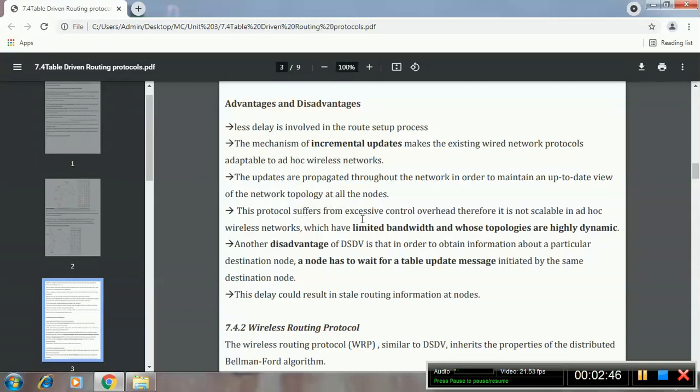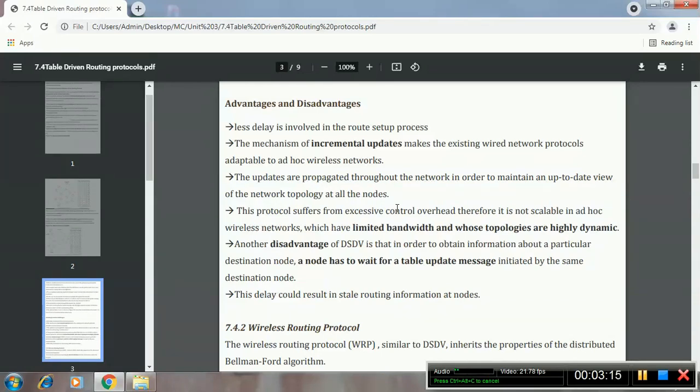This protocol suffers from excessive control overhead. Therefore, it is not scalable in an ad hoc wireless network. What is the meaning of overhead? A heavy burden in the controlling of the network, in a wireless network which has limited bandwidth and whose topology changes dynamically.